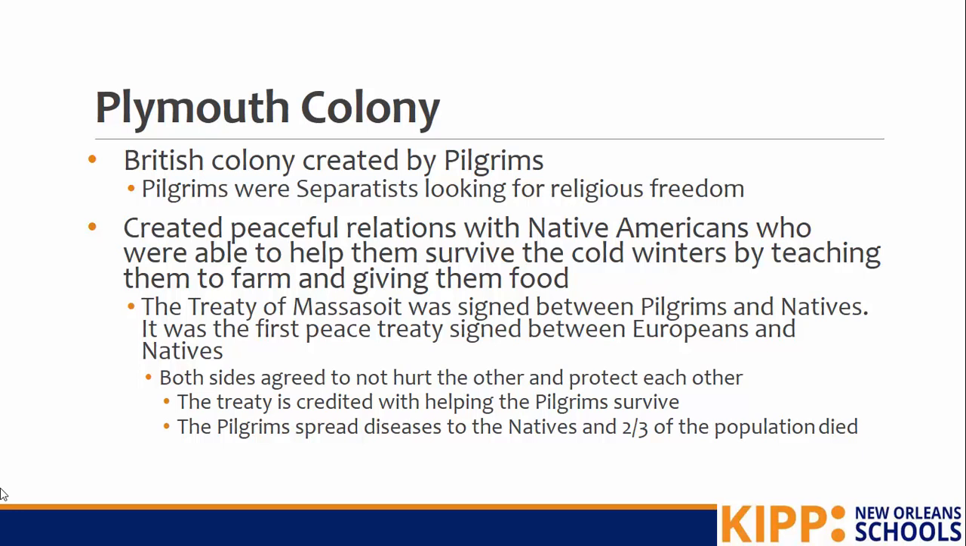In return, the Pilgrims accidentally spread diseases to the natives, and 2/3 of their population ended up dying. So this was a very positive and peaceful relationship between the two groups. But unfortunately, just because the British had those European diseases they were immune to, they accidentally spread it to the natives.